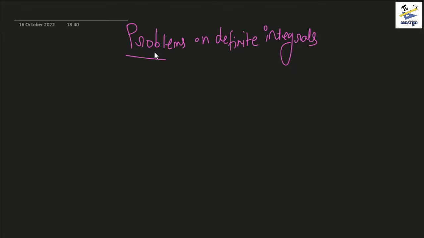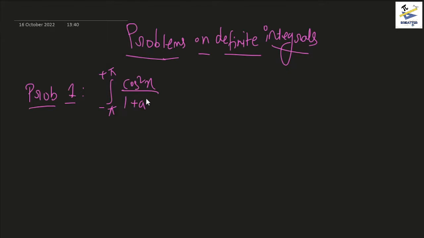So that's the heading for today's video. Now let us begin with the first problem. Problem number 1 is the integral from minus pi to plus pi of cos square x divided by 1 plus a to the power x dx.